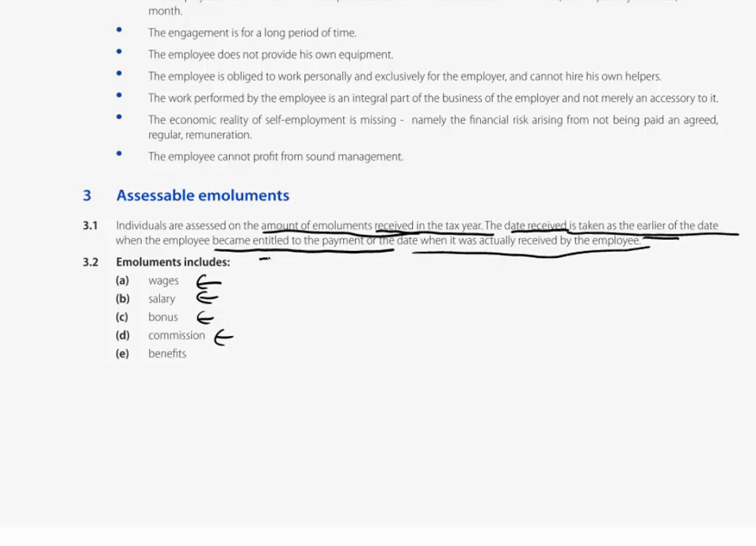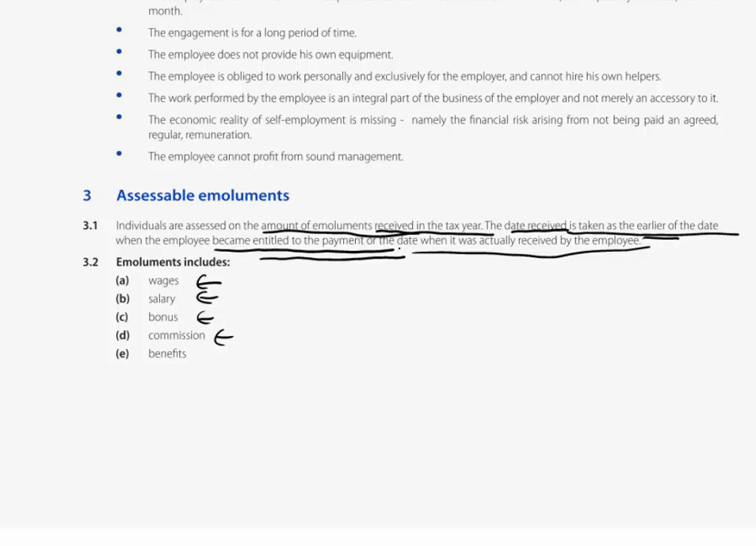Now don't worry about the determination of the date when you become entitled. You will be told that very specifically. There are more problems that attach in reality to what we may mean by the date when it becomes entitled, but it's not a problem for us at F6. You will be told the taxpayer became entitled on this date, received on that date. And what you're looking for, of course, is the situation where one of those dates is maybe before the 6th of April 15 and another of the dates is after the 6th of April 15, in knowing whether or not it goes into the 15-16 tax year.